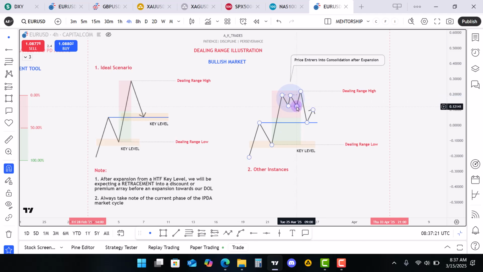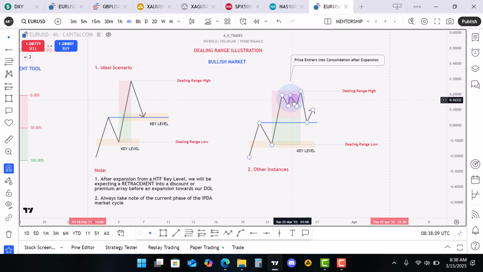Now, when we cast our mind back to our EBITDA market cycle, we know that after expansion, there can be an accumulation phase or a consolidation phase. Now, if you consider the EBITDA market cycle, price does not offer reversals after a consolidation. So in most cases, when you see price moving in a way that looks like a reversal.